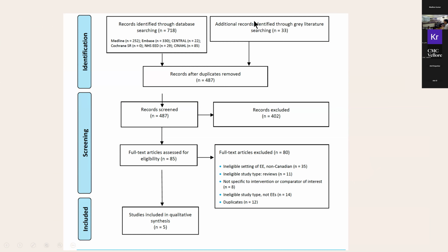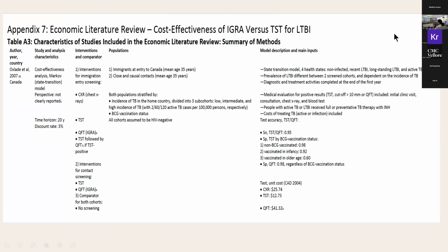So again, this is their PRISMA. They identified 718 articles, plus grey literature of 33. Records screened were 487, of which 80 full texts were excluded because it was not done in Canada, or because of the study type, all of those things. So finally, they had only 5 studies that were included. Now they have provided these 5 studies as different tables.